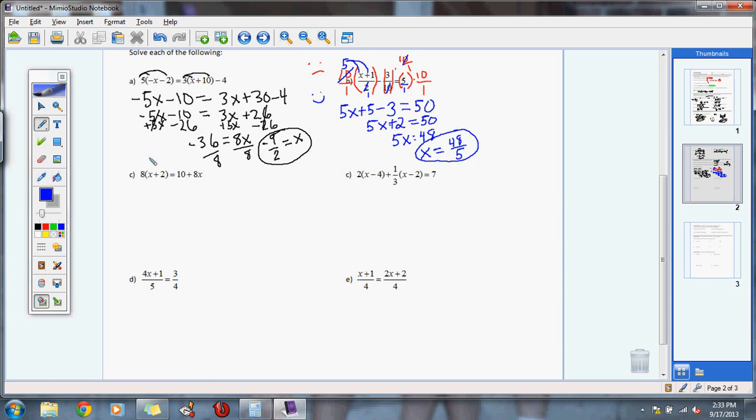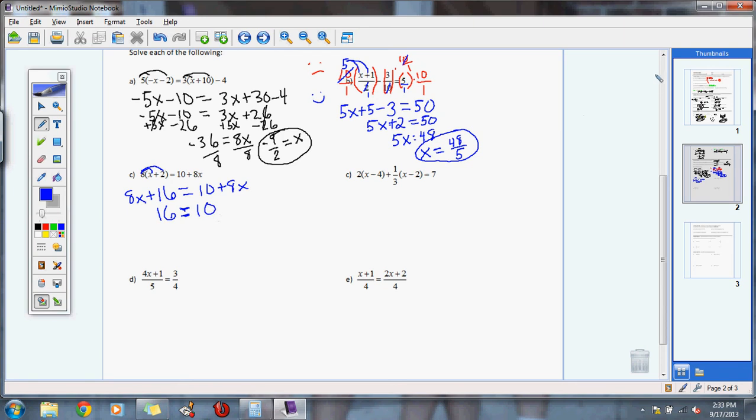All right, looking at the next one here, I'm going to distribute the 8x, and I'm going to get 8x plus 16. And on the right side, I'm going to get 10 plus 8x. I've combined like terms on both sides, so now I'm going to subtract 8x from both sides. So I'm going to have 16 equals 10.